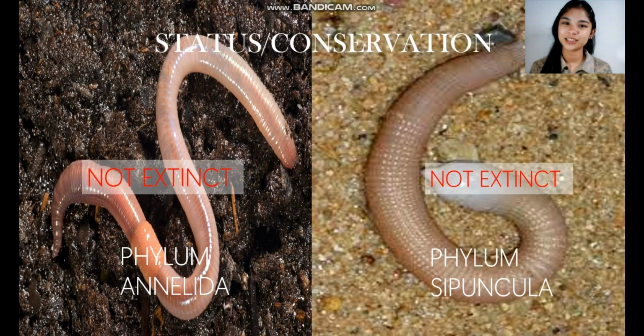And now, moving on to the last part of the presentation, we'll be tackling the status or conservation of these species. Phylum Annelida is not extinct. Same goes with phylum Sipuncula, which is also not extinct. Both of them are not endangered or threatened as of today. They still exist and can be seen in our ecosystem.